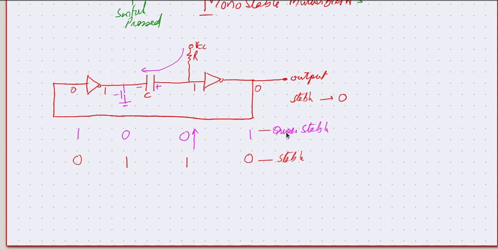So how this looks in the transistor version is what we need to look at in our next session.